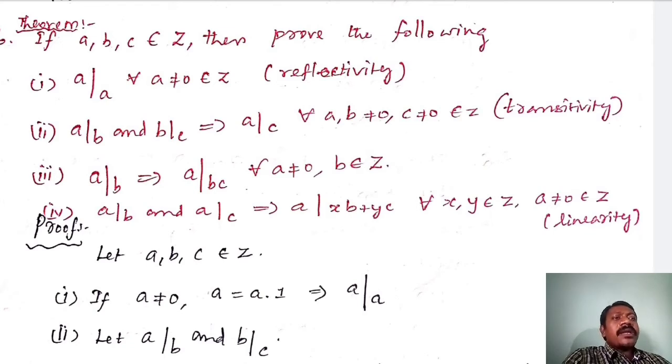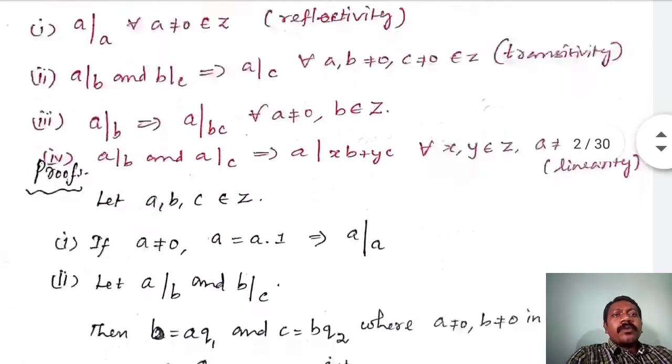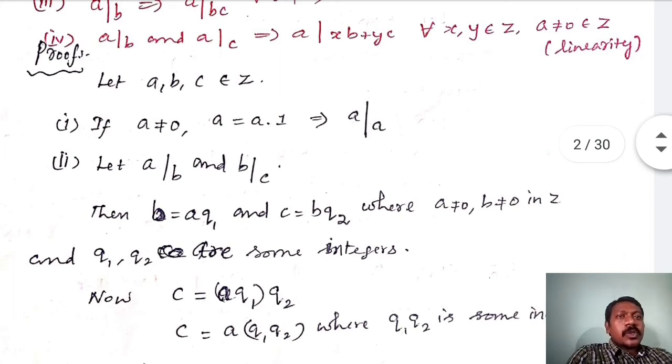Here this a not equal to 0 is very important. 0 does not divide any number, but every number divides 0. So we must write that the divisor should be not equal to 0. So we are going to prove the first one. Let a, b, c belong to Z. If a not equal to 0, then we can write a equal to a into 1. 1 is an integer. So by the divisibility definition, a divides a. So this is our first proof.